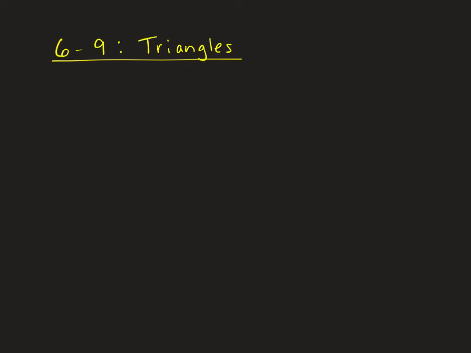Lesson 6-9 is about triangles. This will finish out the unit on angles, which is very short. We had a lesson about angles, and then today is a lesson about triangles. It's partly a review from 7th grade, but we're going to add one new fact. It's called the exterior angle theorem, and you'll find it useful as a shortcut to figure out some angles.